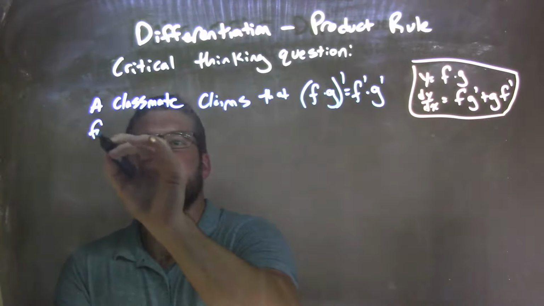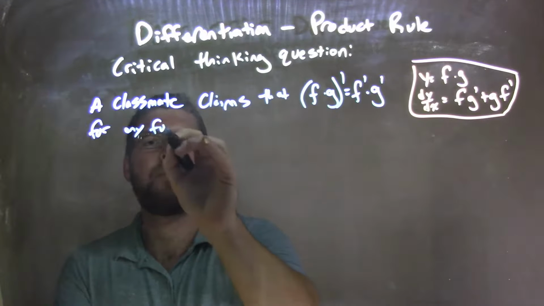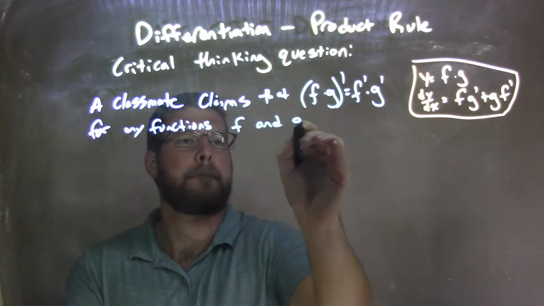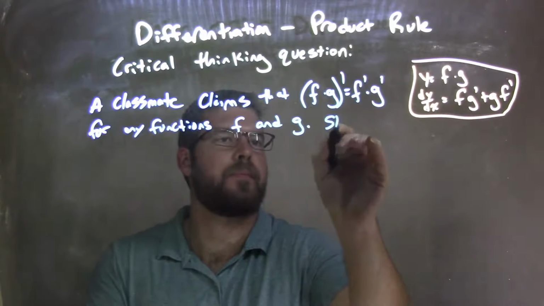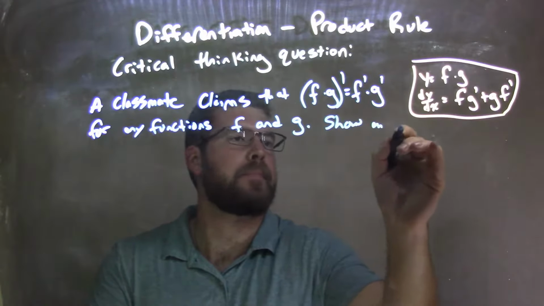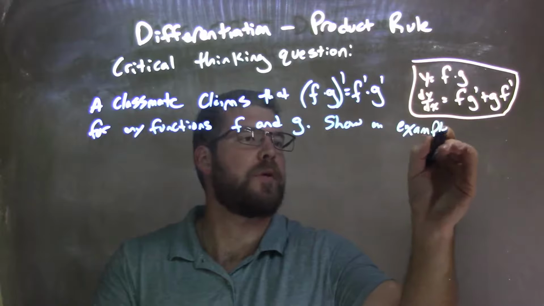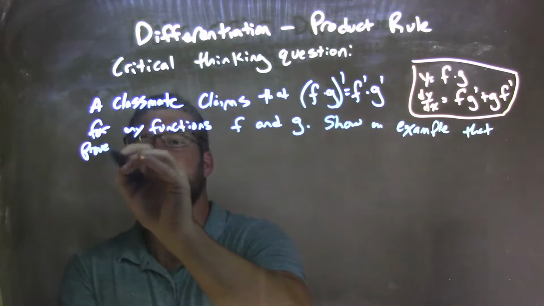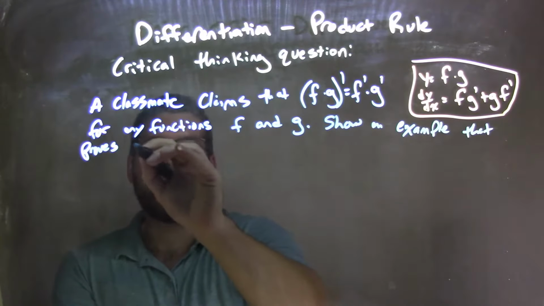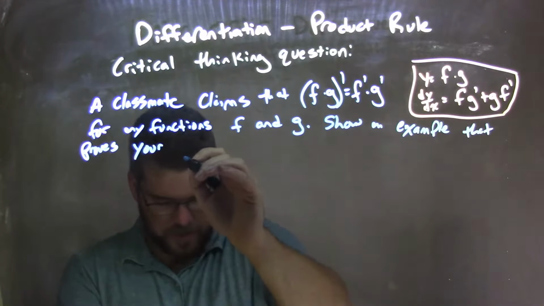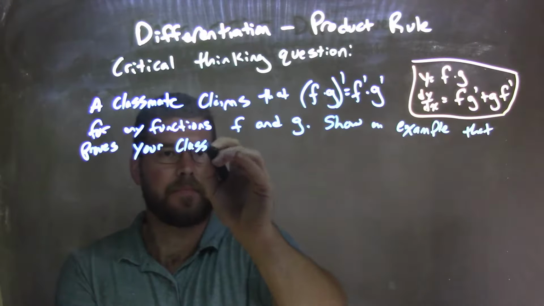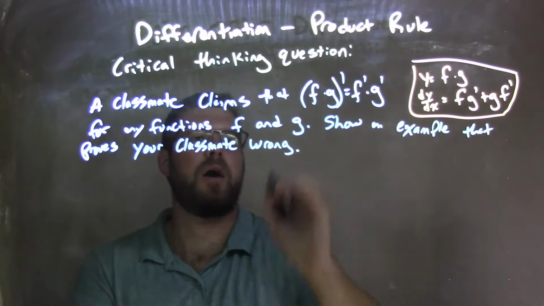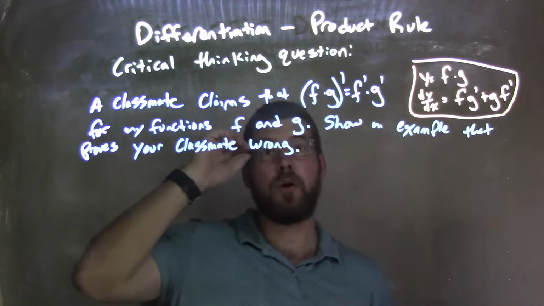For any functions f and g, what I want to do is show an example that proves your classmate wrong. He's wrong. All right. So we're going to find an example that shows that our classmate is wrong.